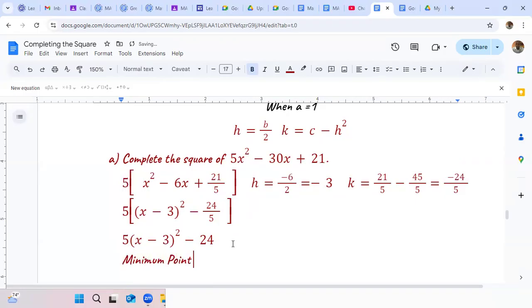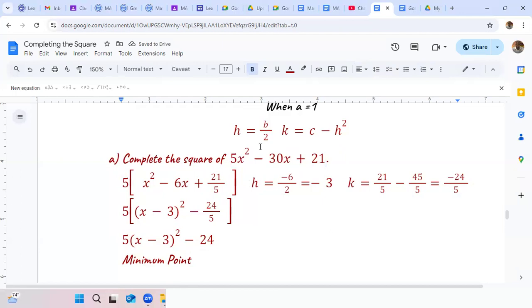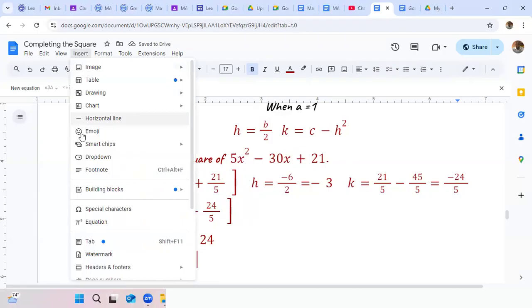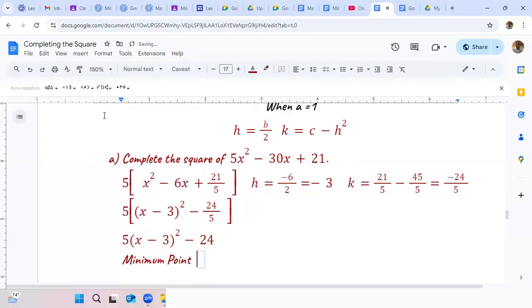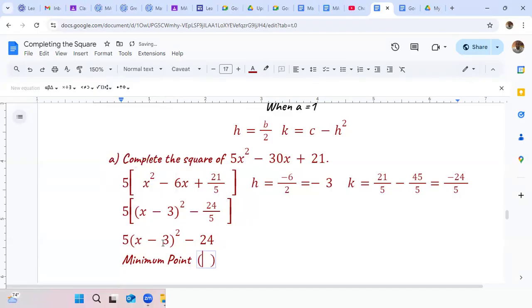Oh, and by the way, it's a minimum point because the value of a is a positive number. If the value of a was a negative number, let's say negative 5, it would be a maximum point. But since it's a positive 5, it's a minimum point. So I just want to make that clear. So as we can review from the previous video, the x coordinate of the minimum point here is equal to negative h, which is 3. So you've got to change the sign.